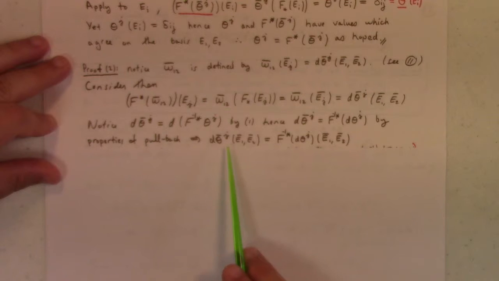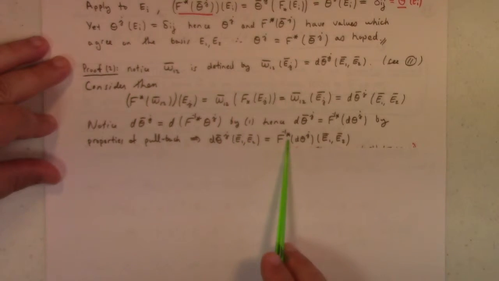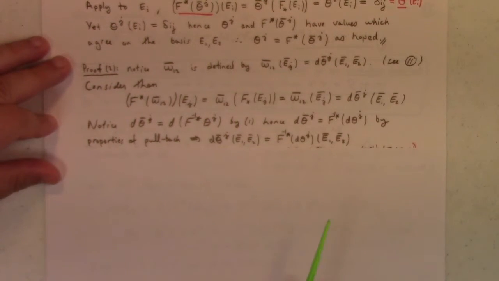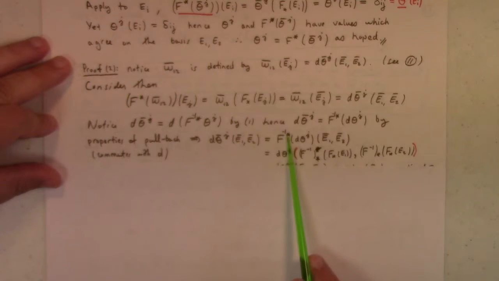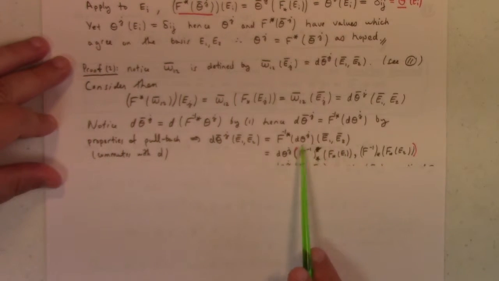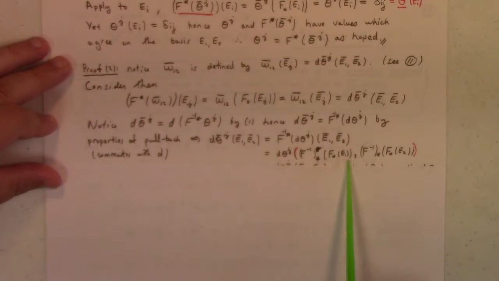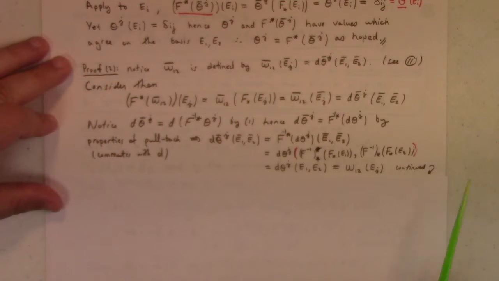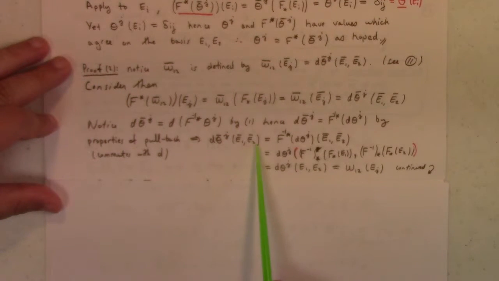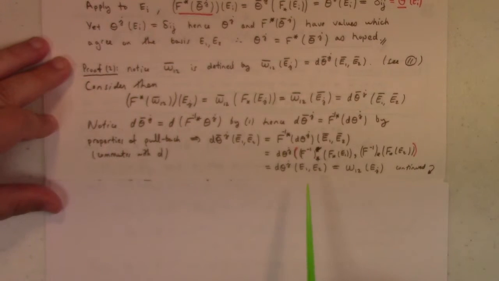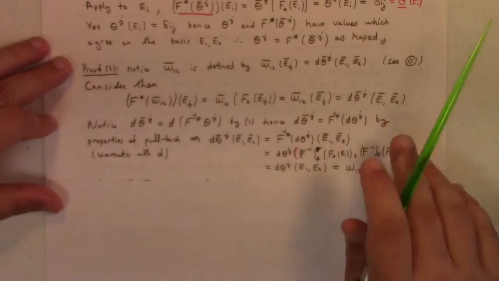By properties of pullback. And so what we have then is that d theta bar J acting on E bar 1 and E bar 2 is really the F inverse pullback of d theta J acting on E bar 1, E bar 2, all right? But what is the definition of the pullback acting on this two form d theta J? Well, what you do is you push forward each entry. So push forward of E bar 1, push forward of E bar 2, but remember that the inverse push forward and the F push forward annihilate in a flash of pure light, and they just give you back E1 and E2 because they're inverses. And there you have it. d theta bar J of E bar 1, E bar 2 is equal to d theta J of E1, E2. But this is omega 1 2 of EJ, whereas this was the pullback of omega bar 1 2 acting on EJ. Anyway, I think I've written more clearly on the next page.